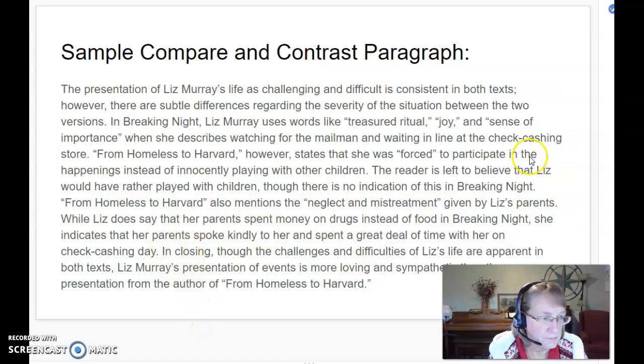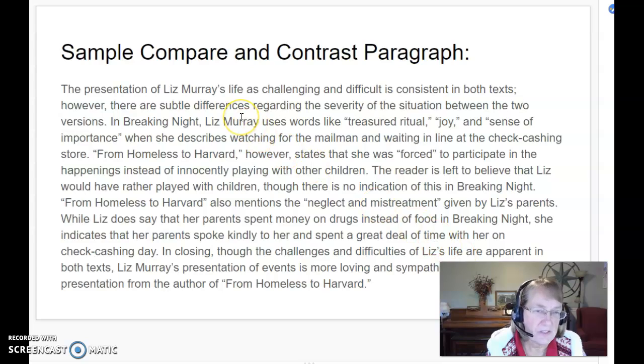statement. In closing, though the challenges and difficulties in Liz's life are apparent in both texts, Liz Murray's presentation of events is more loving and sympathetic than the presentation from the author of Homeless to Harvard. So there's a good example. You can leave this up and running. Make it your own.